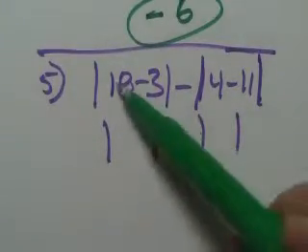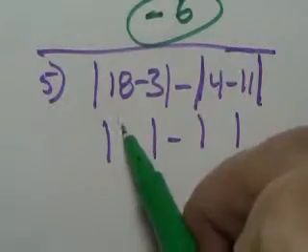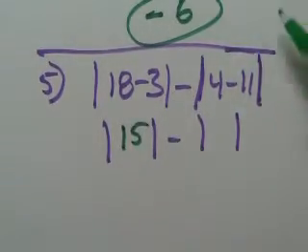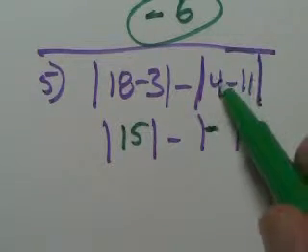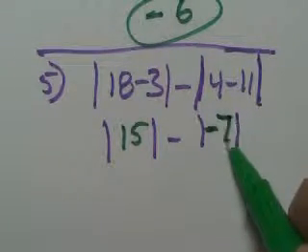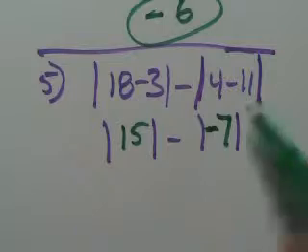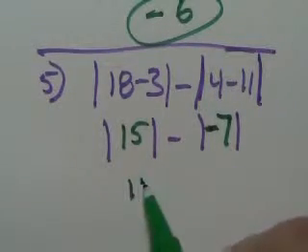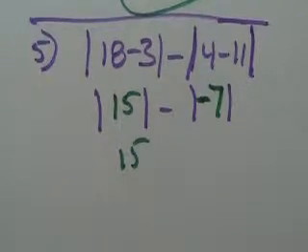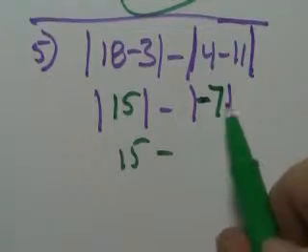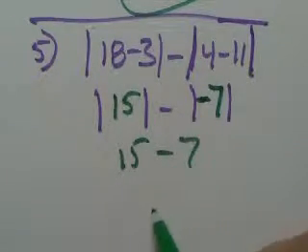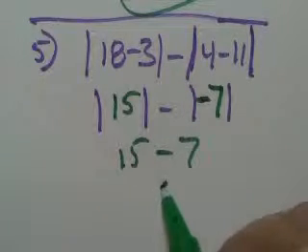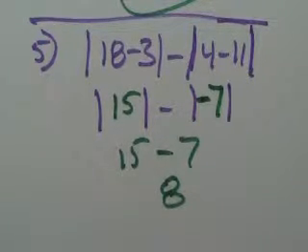Okay, number 5, 18 minus 3, that is 15. And 4 minus 11 is negative. Let's see, 11 take away 4 is 7. So it's negative 7. The absolute value of 15 is 15. That's how many spaces from 0. How many spaces from 0 is negative 7? 7. So 15 minus 7 is 8.